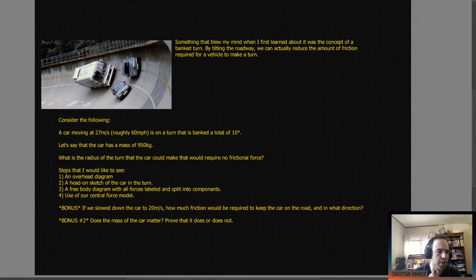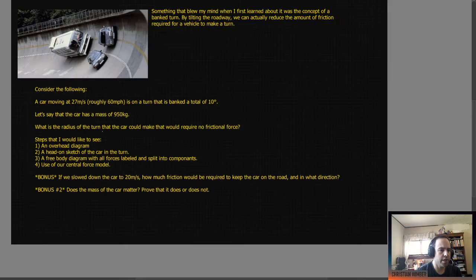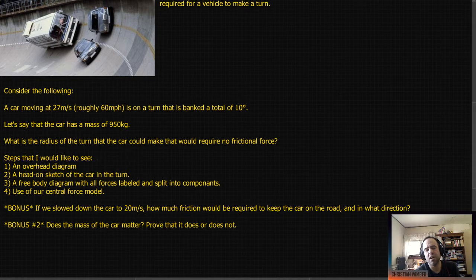So we're just going to do a quick little problem that explores the concept. Let's assume that we have a car that's moving 27 meters per second, which is 60 miles per hour, which is, let's be honest, probably a lot slower than a lot of you drive on the roadways. And it's taking a turn that is banked at a total of 10 degrees. We'll say the mass of the car is 950. That's probably about a normal mass for a regular car. A larger car will be heavier, a smaller car will be lighter. What is the radius of the turn that the car would make with no frictional force?